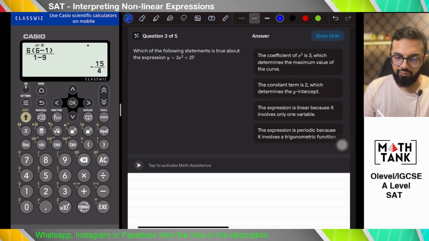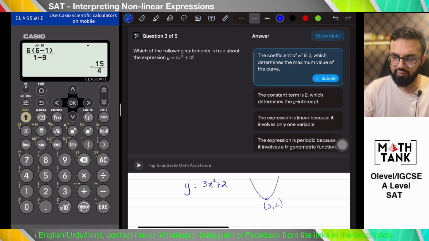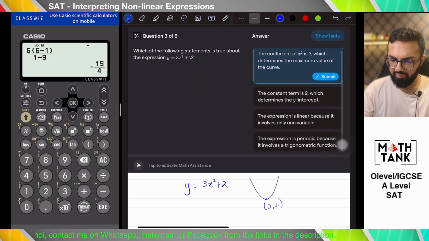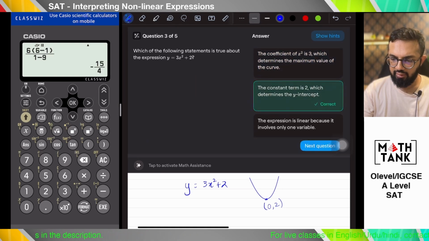Which of the following is true about the expression y equals 3x squared plus 2? That's a smiling face, and that is what I know. It should have a turning point. If I calculate the turning point, it's going to be at (0, 2). It doesn't determine the maximum value, it determines the minimum value. Okay, this is it.